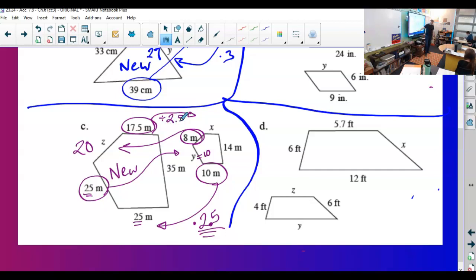Or we could have called the scale factor 5/2, right? Because what else is 2.5? 5/2? So here, if we want to multiply, we could just multiply by 2/5. Going this direction, if we really want to multiply, but what do we get for x? 7.